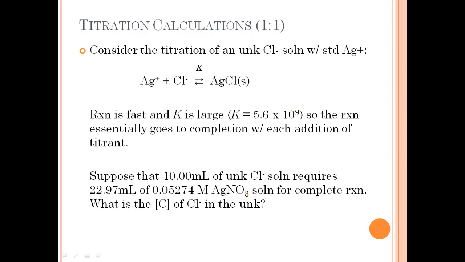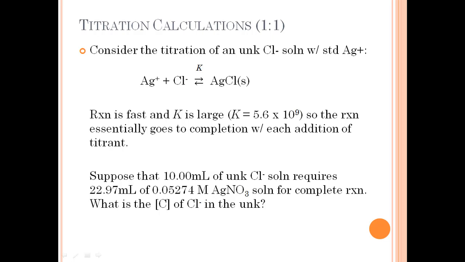Let's do a simple titration calculation to ensure that we understand the basic concept. Consider the titration of an unknown chloride solution with standard silver ion. So you've got your silver ion plus your chloride ion in equilibrium to make this precipitate, silver chloride. The reaction is fast and the equilibrium constant is really large. So the reaction essentially goes to completion with each addition of your titrant. Suppose that 10 mL of the unknown chloride solution requires 22.97 mL of a 0.05274 molar silver nitrate solution for complete reaction. What is the concentration of the chloride in the unknown?